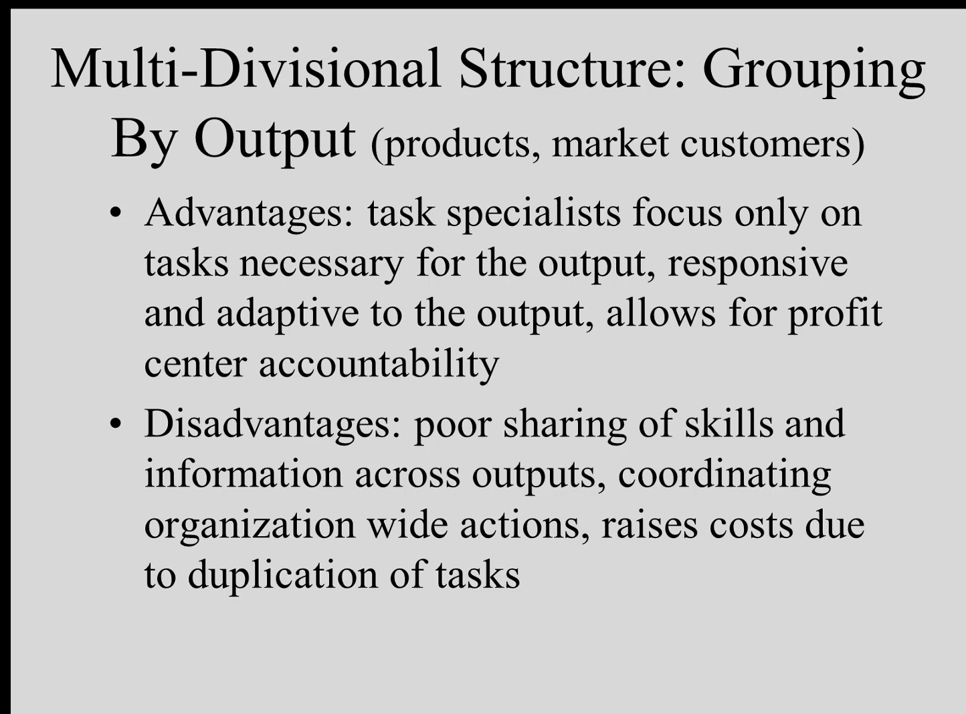It's also a place where that profit center accountability can be a problem because if the divisions are competing with each other on profitability, they may have disincentives to sharing information. In addition to just the basic flow problem, there may be disincentives. Don't share with them because we're trying to outcompete them. Also means that then broadly coordinating organization-wide actions is difficult, and it raises costs because we've had to duplicate all of the tasks in each of the different divisions.